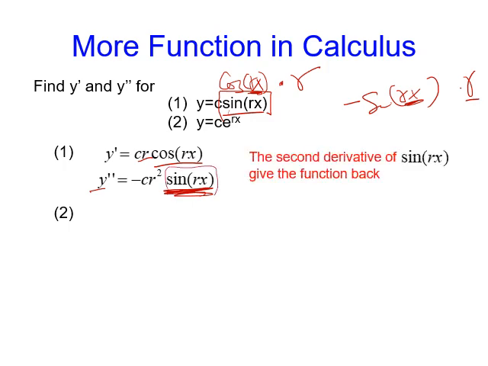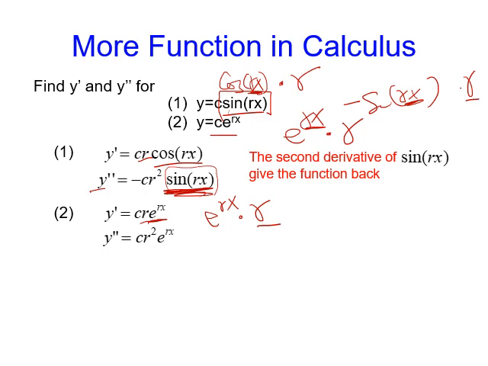All right, let's do the next function, C times e^Rx. The derivative of e^Rx gives you e^Rx back, but then you take the derivative of Rx, times R. So that's the first derivative. Now the second derivative, again the e^Rx gives you e^Rx back, and then you times R again. So R times R gives you R squared. So that's the second derivative. Again, after the derivative, you get the function e^Rx back. The second derivative gives back the original function e^Rx.